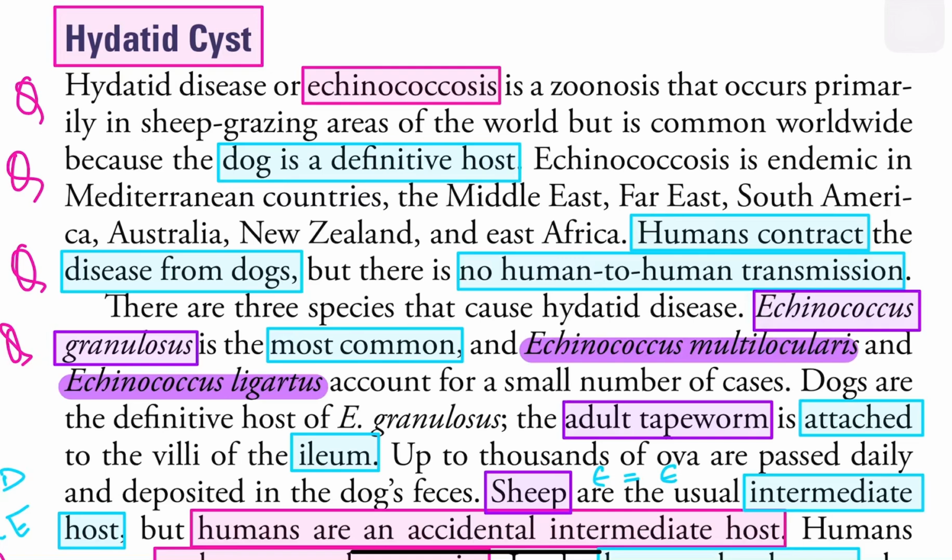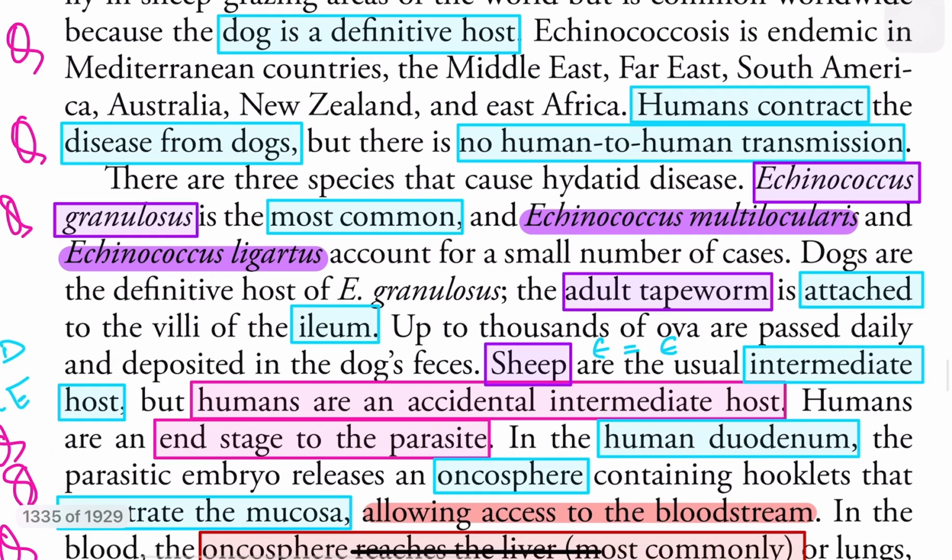Okay, so hydatid cyst is also known as echinococcosis. It's a zoonosis, and the definitive host is a dog. D for dog, just remember, definitive host dog. And humans are intermediate host, accidental intermediate host. So humans are accidental intermediate host, and no human to human transmission is seen.